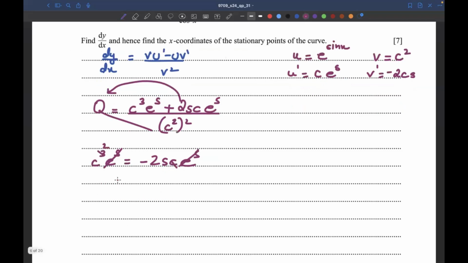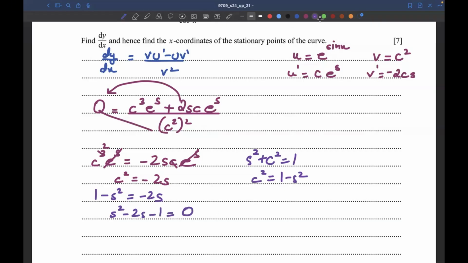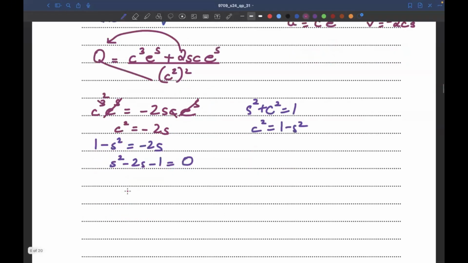And now we have cos square is equal to minus 2 sine x. We know the identity that sine square plus cos square is equal to 1, so cos square would be equal to 1 minus sine square. So we'll write it as 1 minus sine square equals minus 2 sine. Making sine square positive, we'll take it on the left hand side. So this will become sine square minus 2 sine minus 1 equals 0. Now we'll have to solve this quadratic equation.